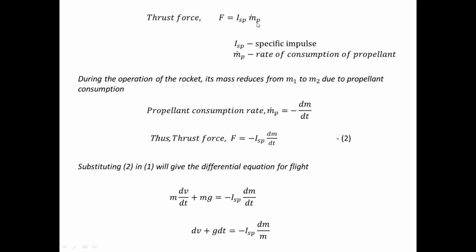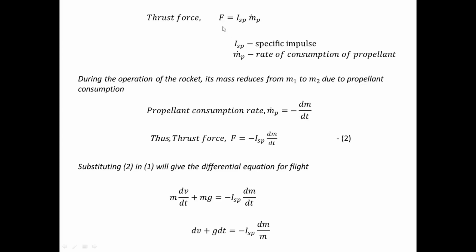Now m dot p can be written as the rate of consumption of fuel or the propellant. So during the operation of the rocket, if the mass reduces from m1 to m2, that reduction is m1 minus m2 over the total time duration, which is the consumption of the propellant. So it will be equal to minus dm by dt. The minus sign is given because the mass of the vehicle is reducing. So m dot p is equal to the rate of reduction in mass over a time period of dt.